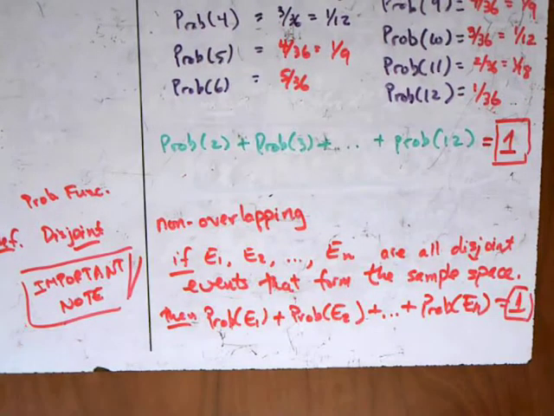In other words, the probability of all the disjoint events in the sample space added up all together, they have to be equal to 1. Okay? And it's not just that all the disjoint events, it's that the sample space is made up of all the disjoint events. Then when you add them together, they add up to exactly 1.